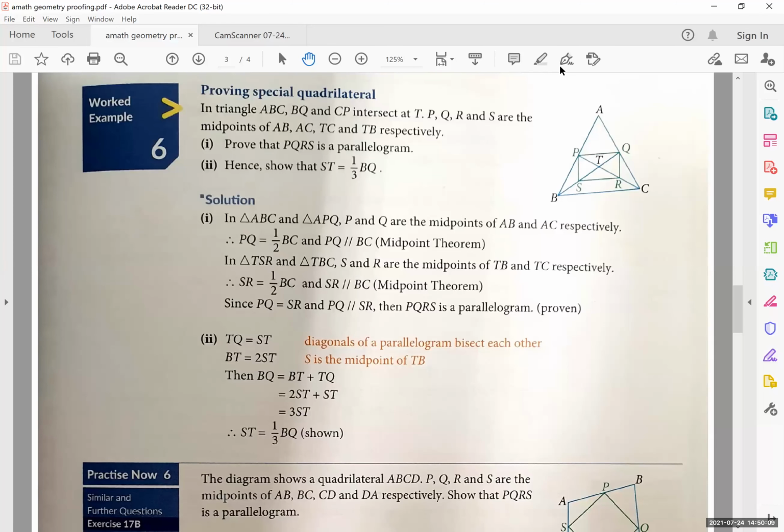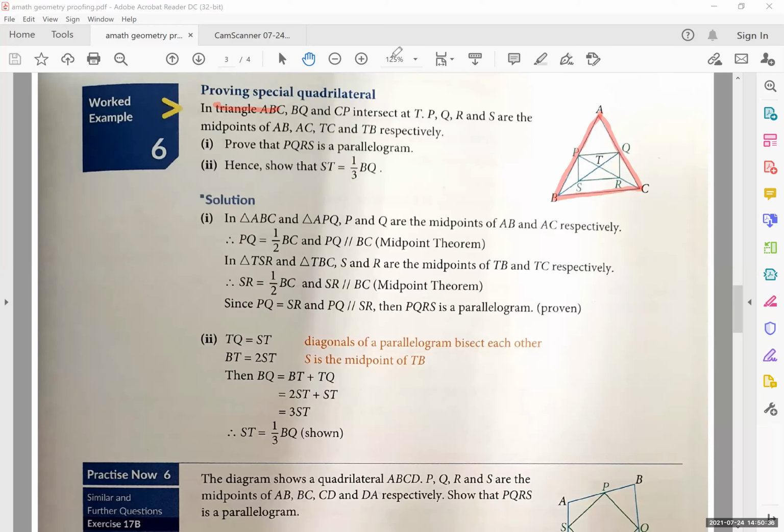All right, so we have two more questions and then we are officially done with this chapter. For the first example, I'll use this textbook example and explain to you what the solutions are. Over here, they tell you about triangle ABC. So let's look at triangle ABC.